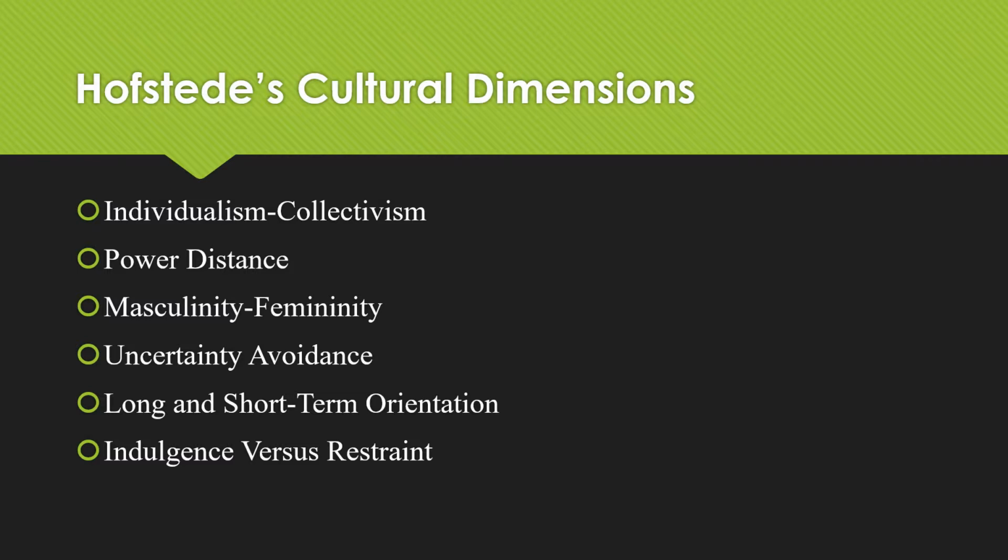Hofstede's cultural dimensions. The first one, individualism and collectivism. Individualists are individuals who look after themselves, and ties between individuals are considered to be loose. Collectivists are strong groups that may involve extended family members or groups at work that work together.